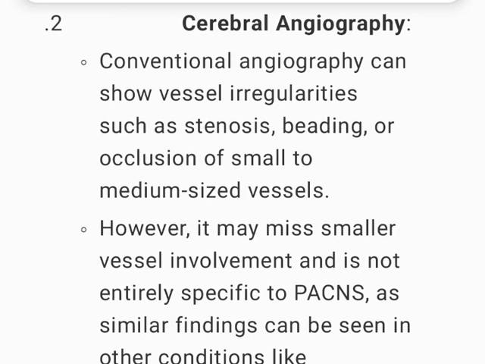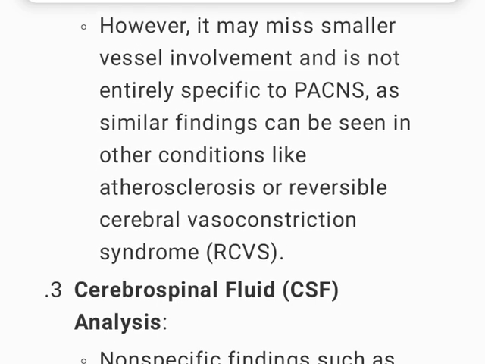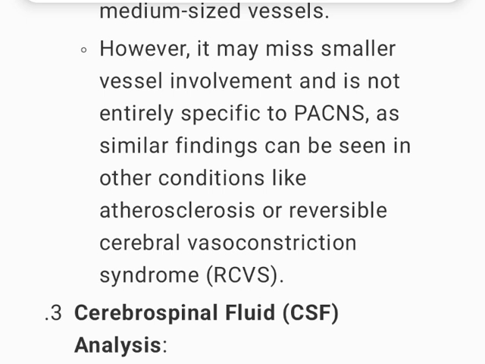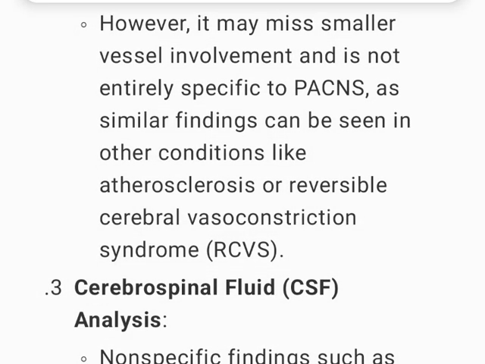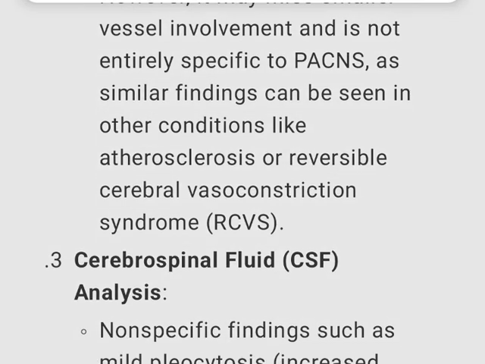2. Cerebral angiography. Conventional angiography can show vessel irregularities, such as stenosis, beading, or occlusion of small to medium-sized vessels. However, it may miss smaller vessel involvement and is not entirely specific to PACNS, as similar findings can be seen in other conditions like atherosclerosis or reversible cerebral vasoconstriction syndrome, RCVS.